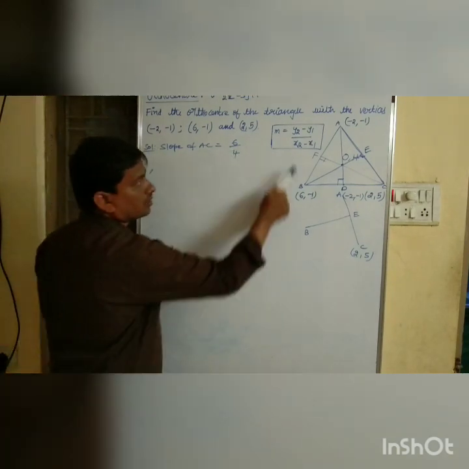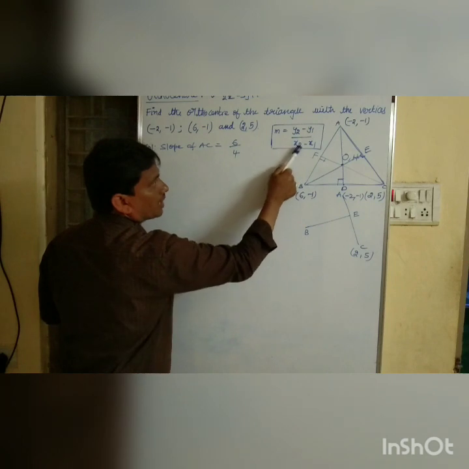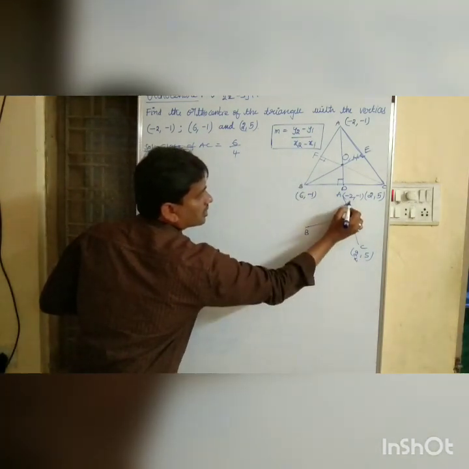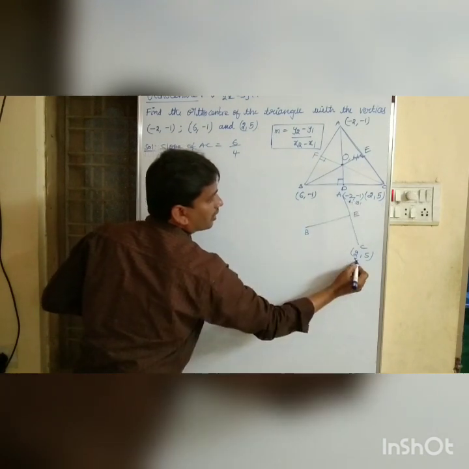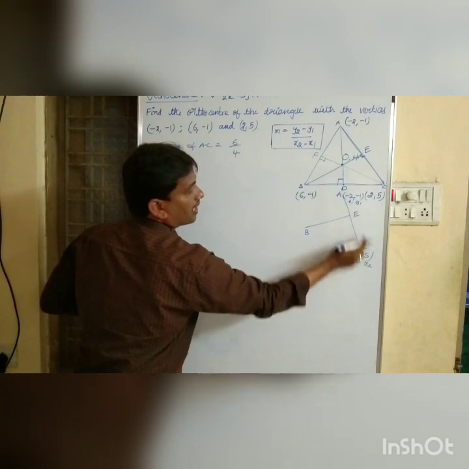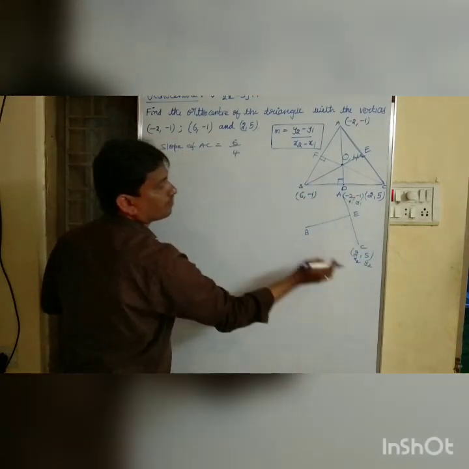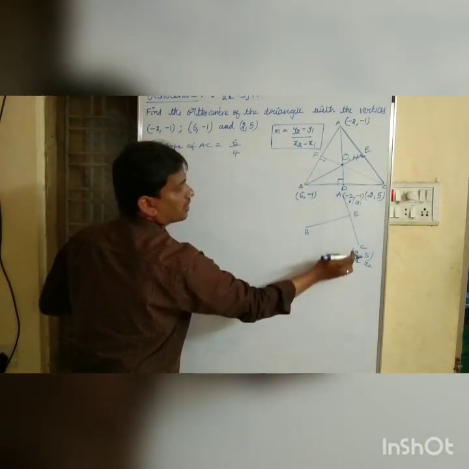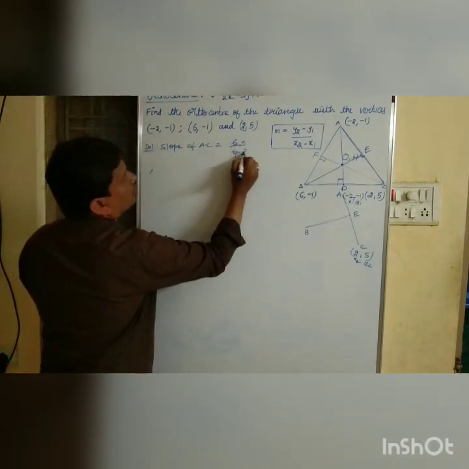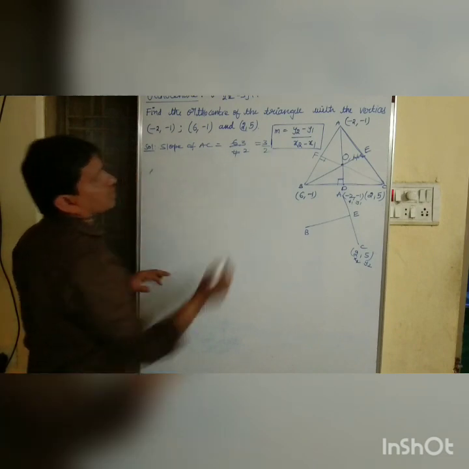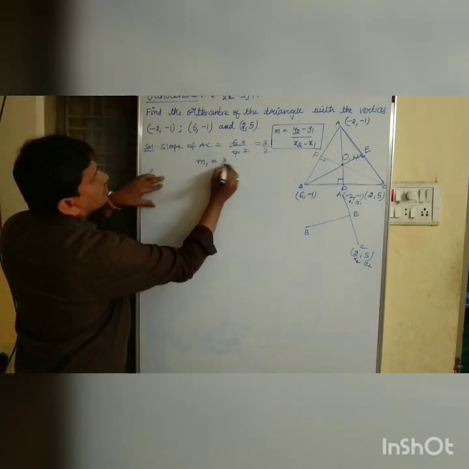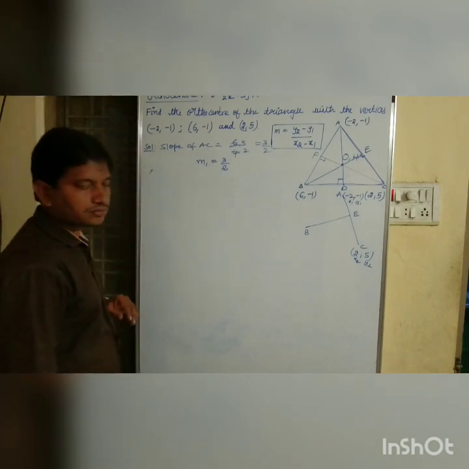Did you understand, children? The formula is (y2 minus y1) by (x2 minus x1). This is x1, y1, and this is x2, y2. y2 minus y1 is 5 minus of minus 1, 6, by x2 minus x1, 2 minus of minus 2, plus 2, 4. So 6 by 4, that is equal to 3 by 2. Let us consider the slope of AC as m1, which is equal to 3 by 2.